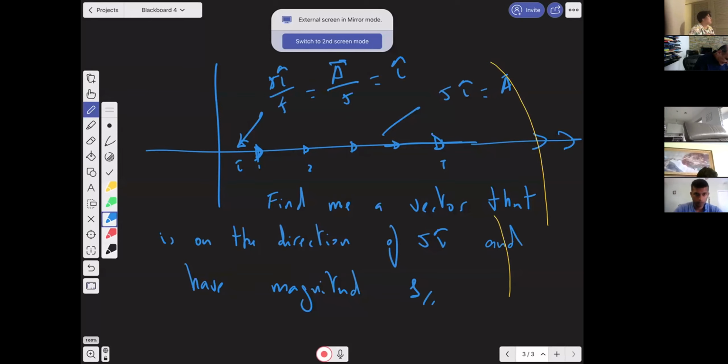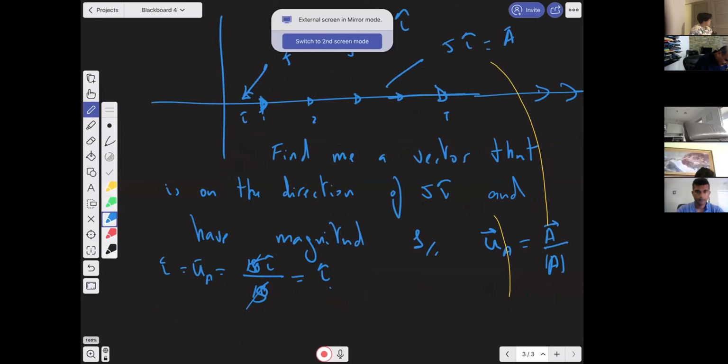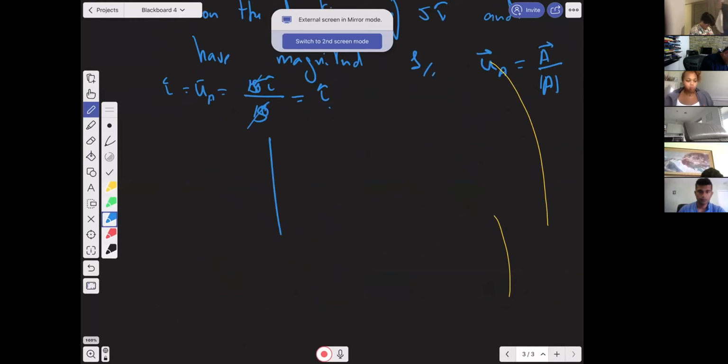So I repeat again, what we are doing is u sub A is the vector A divided by the magnitude of the vector. In our case, we have u sub A equal the vector A, 10i, divided by 10. So it's i. So what I find is that the unitary vector of 5i is 5i divided by 5, which is i. So the unitary vector is i. Now I want to do it a little bit more complicated.